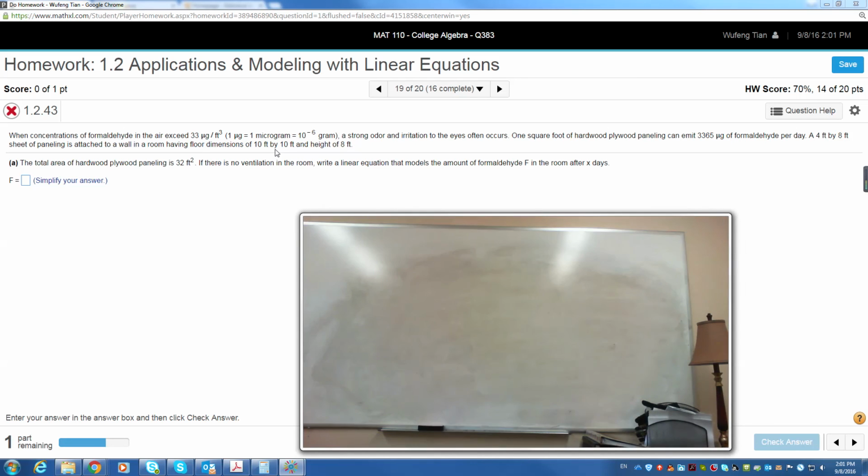A concentration of a chemical called formaldehyde, we just call this F chemical, in the air exceeds 33 micrograms per cubic foot. A strong odor and irritation to the eyes often occurs if it's very strong. Then 1 square foot of hardwood plywood paneling can emit 3,365 micrograms of F chemical per day.